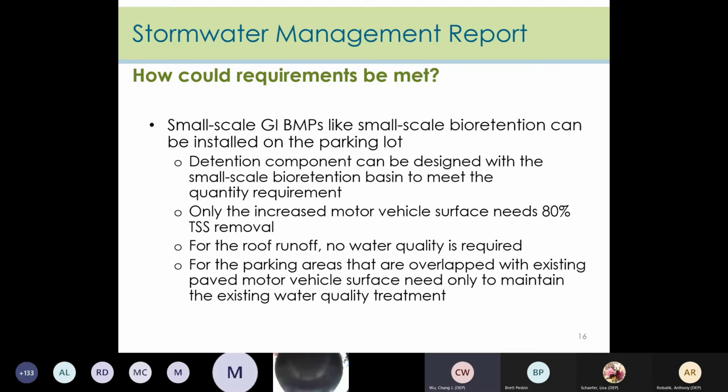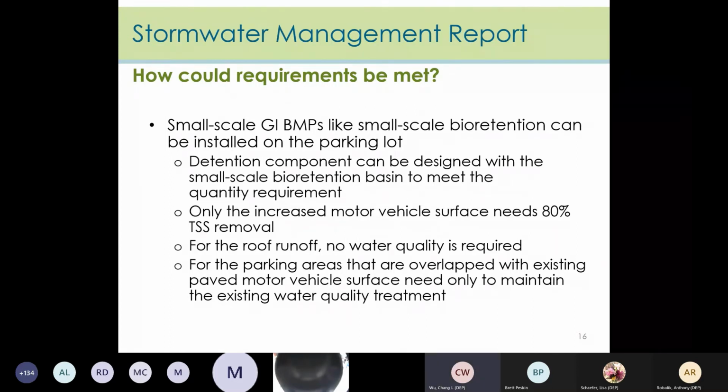And for the roof runoff, they don't have to do water quality treatment. And then for the parking area, the area that overlaps with the existing paving motor vehicle service, they only have to maintain the existing water quality treatment, or 50%. And they may also choose to use an underground subsurface infiltration basin instead of the bioretention basin. It's all subject to the design engineer's choice.